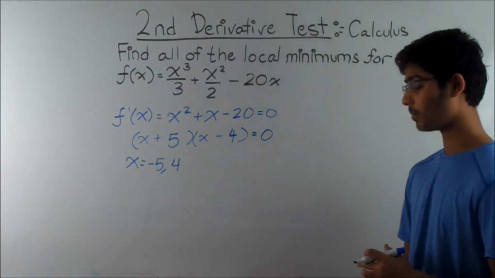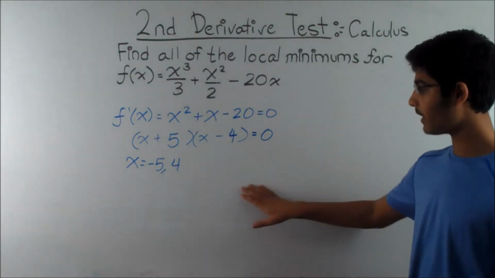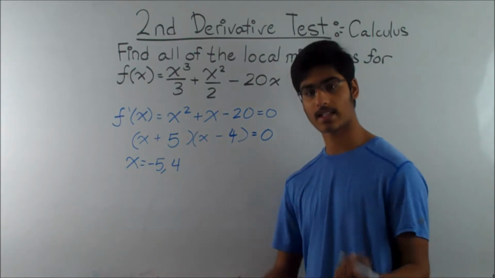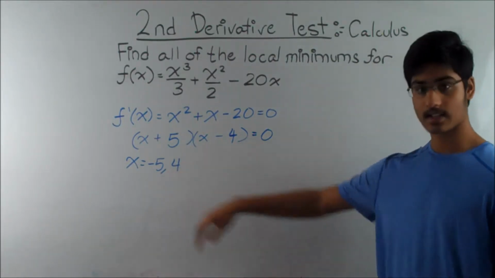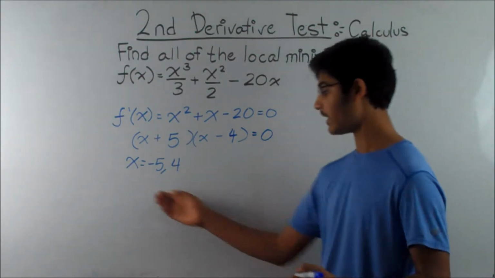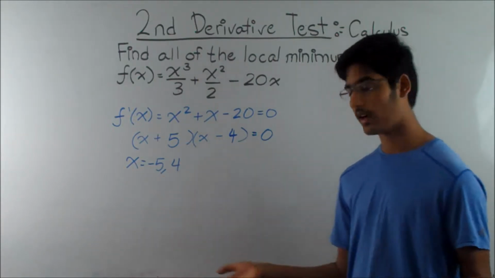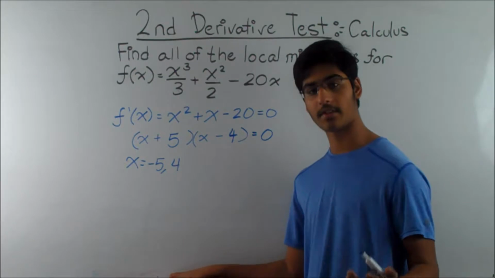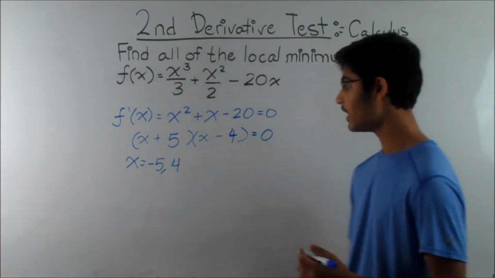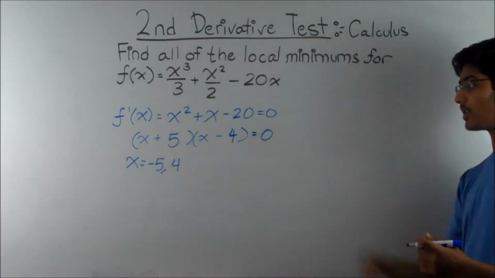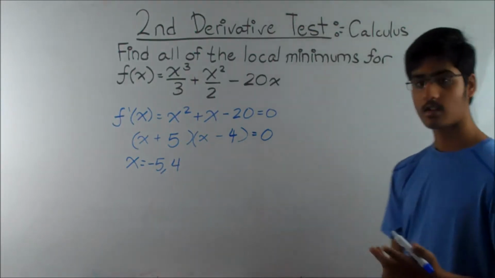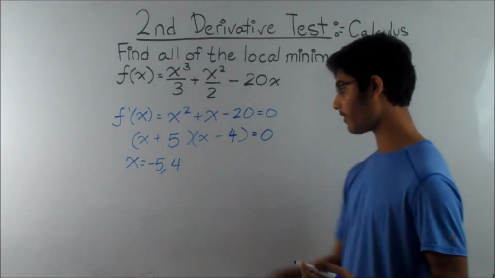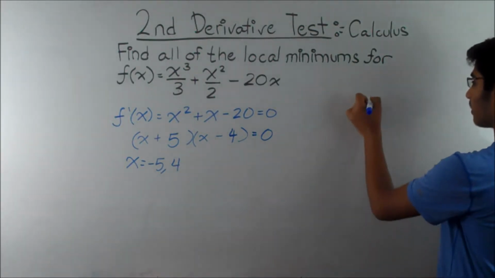So now what would we do? Well, in the first derivative test, we would make a sign line and then put these on the sign line and calculate the signs and see where the graph's first derivative changes from negative to positive. However, in this video, we're going to do the second derivative test. So let's take a quick break from here and go to something else.